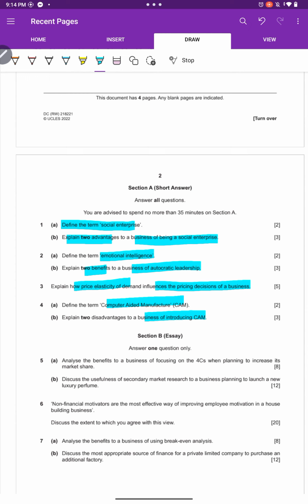So I think CAM is not part of AS level now. This is part of A2.